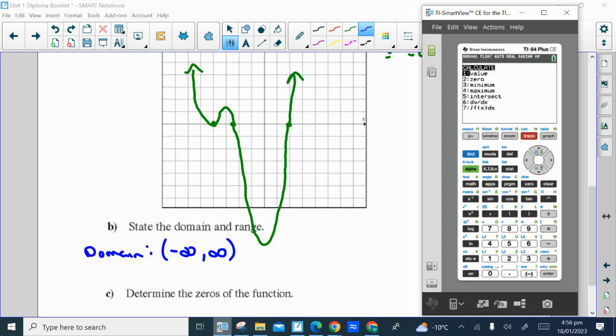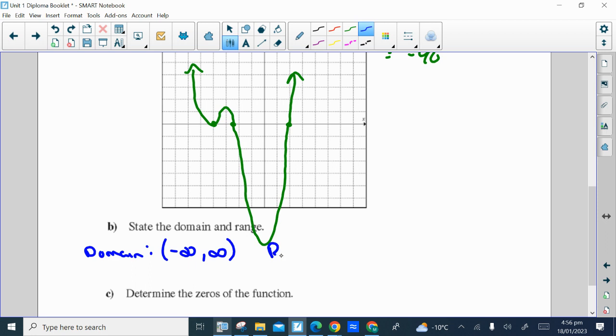Second function trace, we want the minimum, which is number 3. My left boundary is fine there. I'll put my right boundary at 2. So if I round to the nearest tenth, it's at approximately -46. Now on a diploma exam, they'd give you something to work with an exact value. But there's the range.